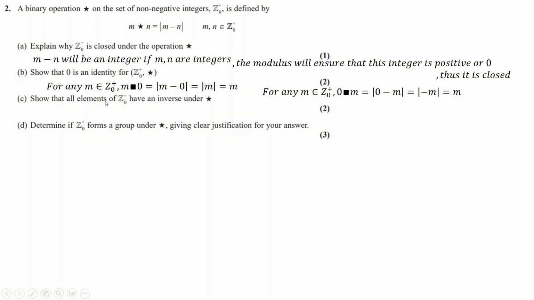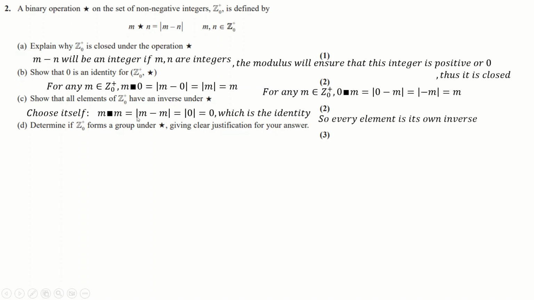Good. Show that elements have an inverse. So just choose itself. Usually it's itself or something quite obvious. But m star m is m minus m, which is 0, and 0 is the identity, so therefore m is its own inverse, and in fact all elements are their own inverse, which is good.